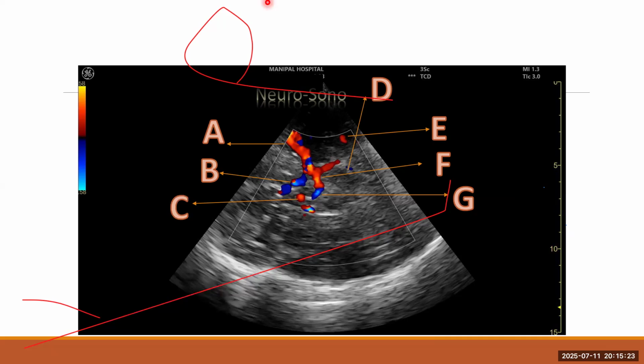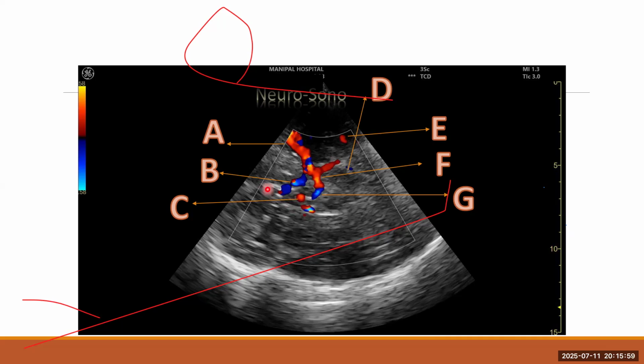Ipsilateral ICA, ipsilateral ACA. A is ipsilateral MCA. B is ipsilateral ACA. C is contralateral MCA. It's not MCA, it's just at 7 millimeters. ICA can either be blue or red, it can be coming towards or going away depending on the angulation. Probably C is contralateral A1.